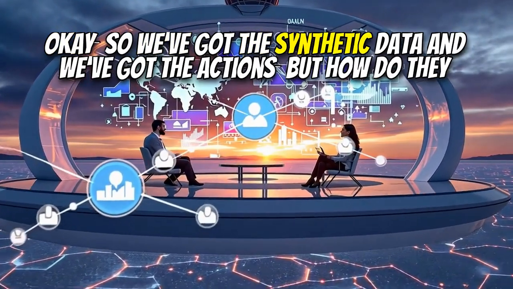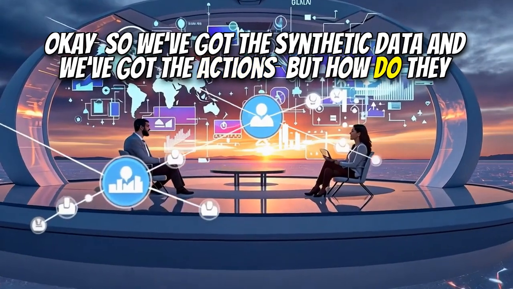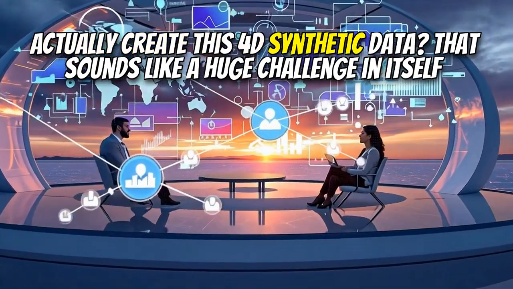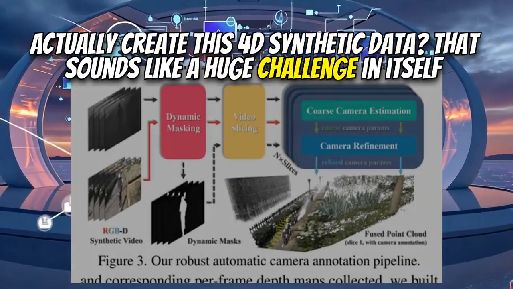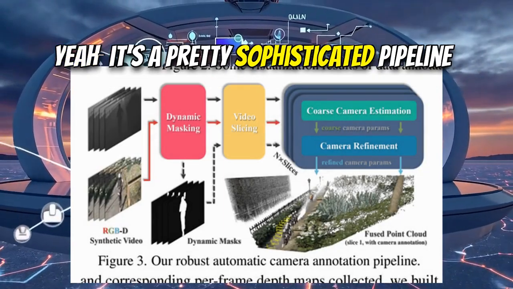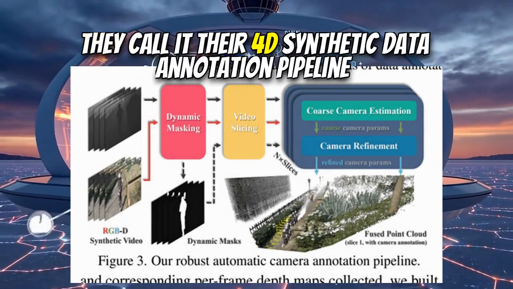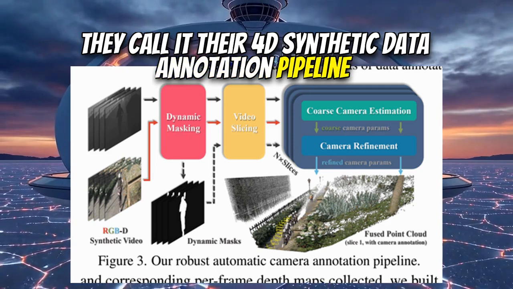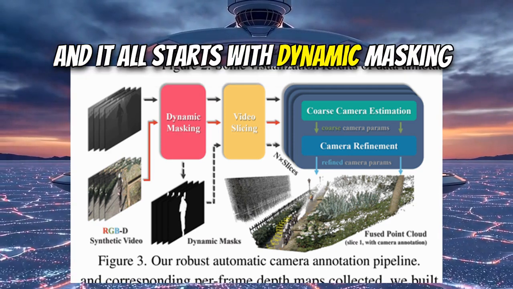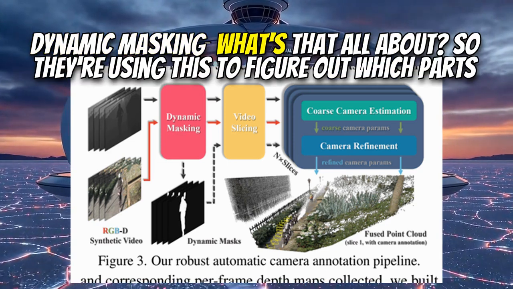Okay, so we've got the synthetic data and we've got the actions, but how do they actually create this 4D synthetic data? That sounds like a huge challenge in itself. Yeah, it's a pretty sophisticated pipeline. They call it their 4D synthetic data annotation pipeline. And it all starts with dynamic masking. Dynamic masking, what's that all about?